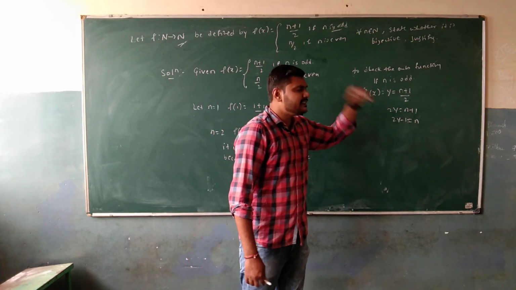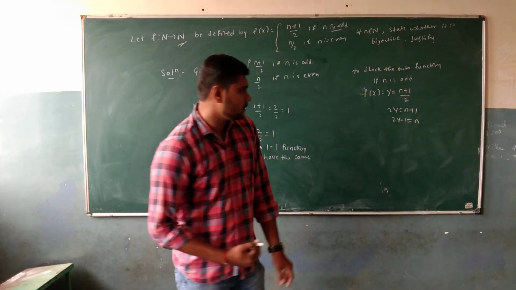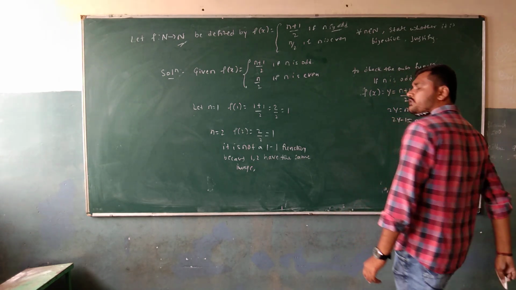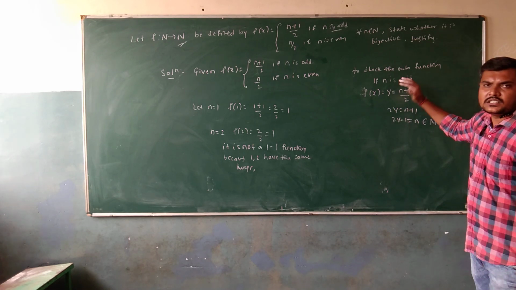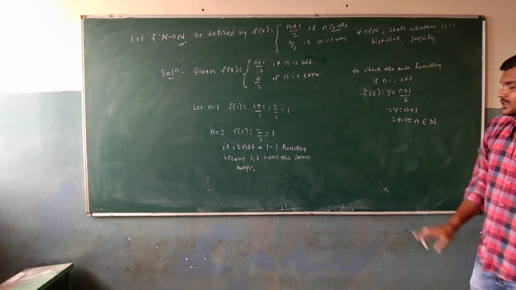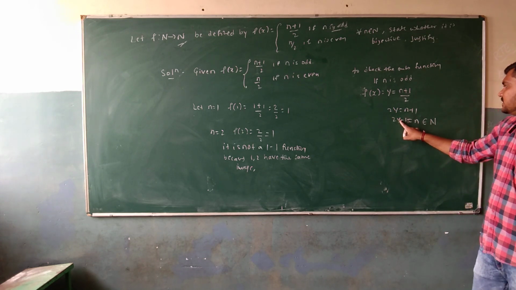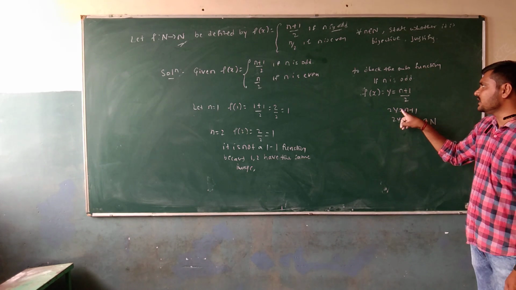Like that, if you give any natural number to y, the result is going to be a natural number. So we can say that it belongs to capital N. In the case of odd n, the given function is an onto function, because if you give any value to y, the value also belongs to the set of natural numbers. So it is an onto function.